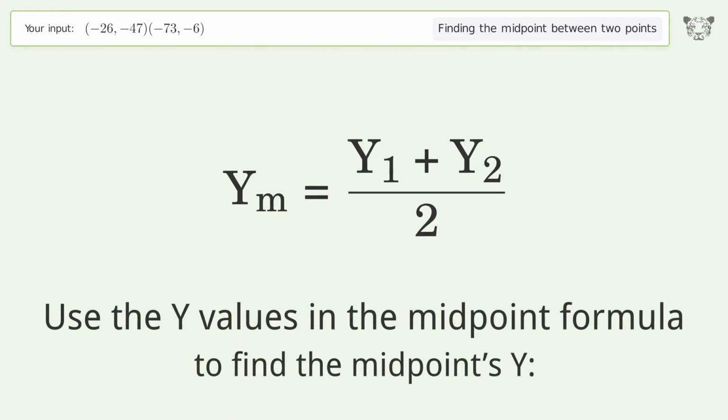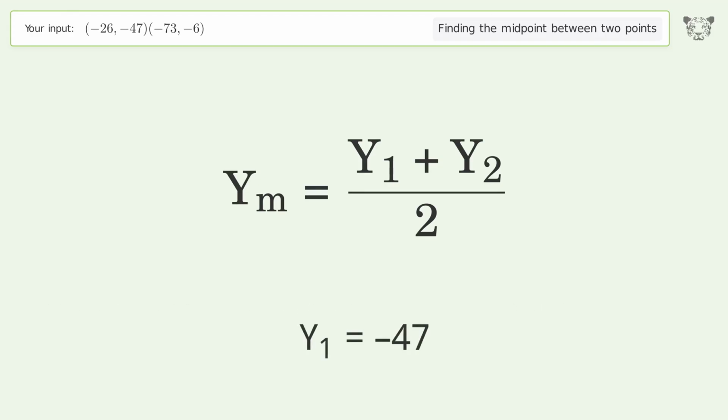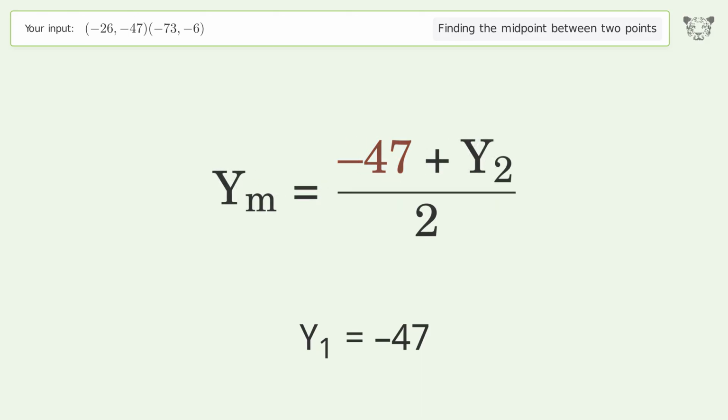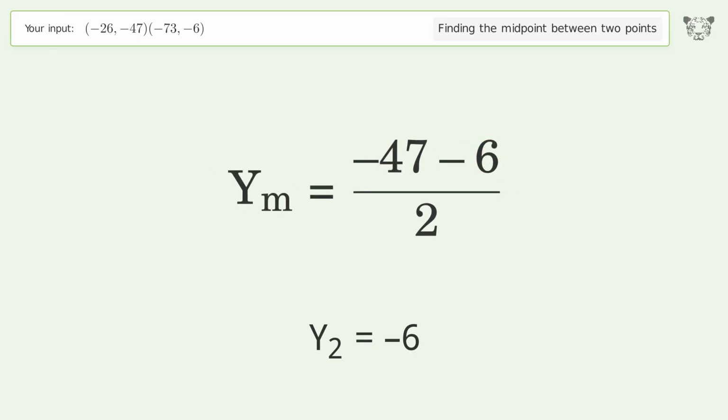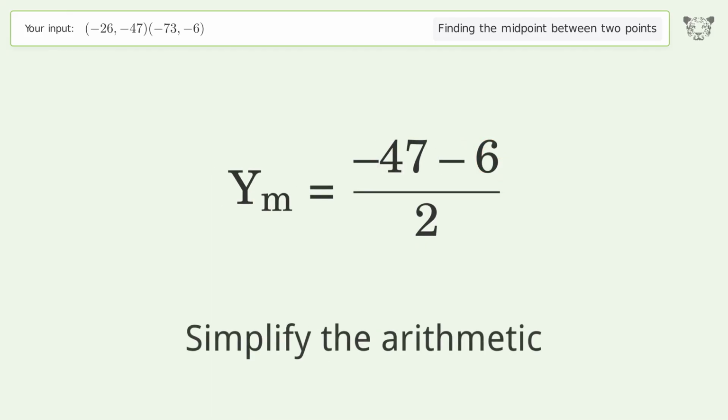Use the y values in the midpoint formula to find the midpoints y. y1 equals -47. y2 equals -6. Simplify the arithmetic.